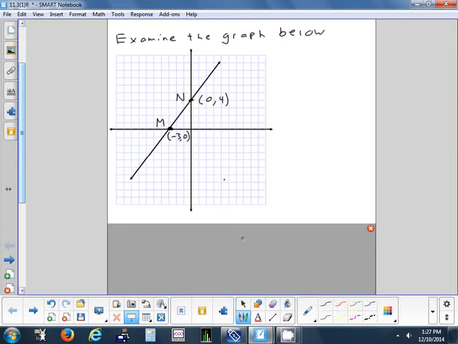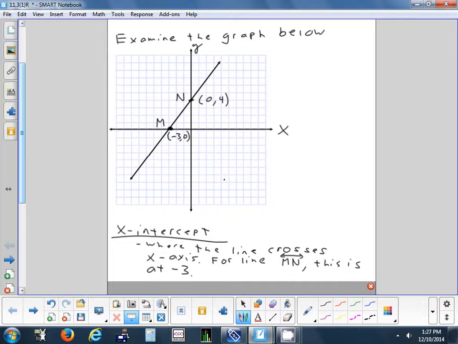What's the axis that goes horizontal? Matt? That's your x-axis. And what about the one that goes vertical? That's your y-axis. Good. The two points M and N are where this line crosses the x and the y-axis, respectively. Those are two special points.